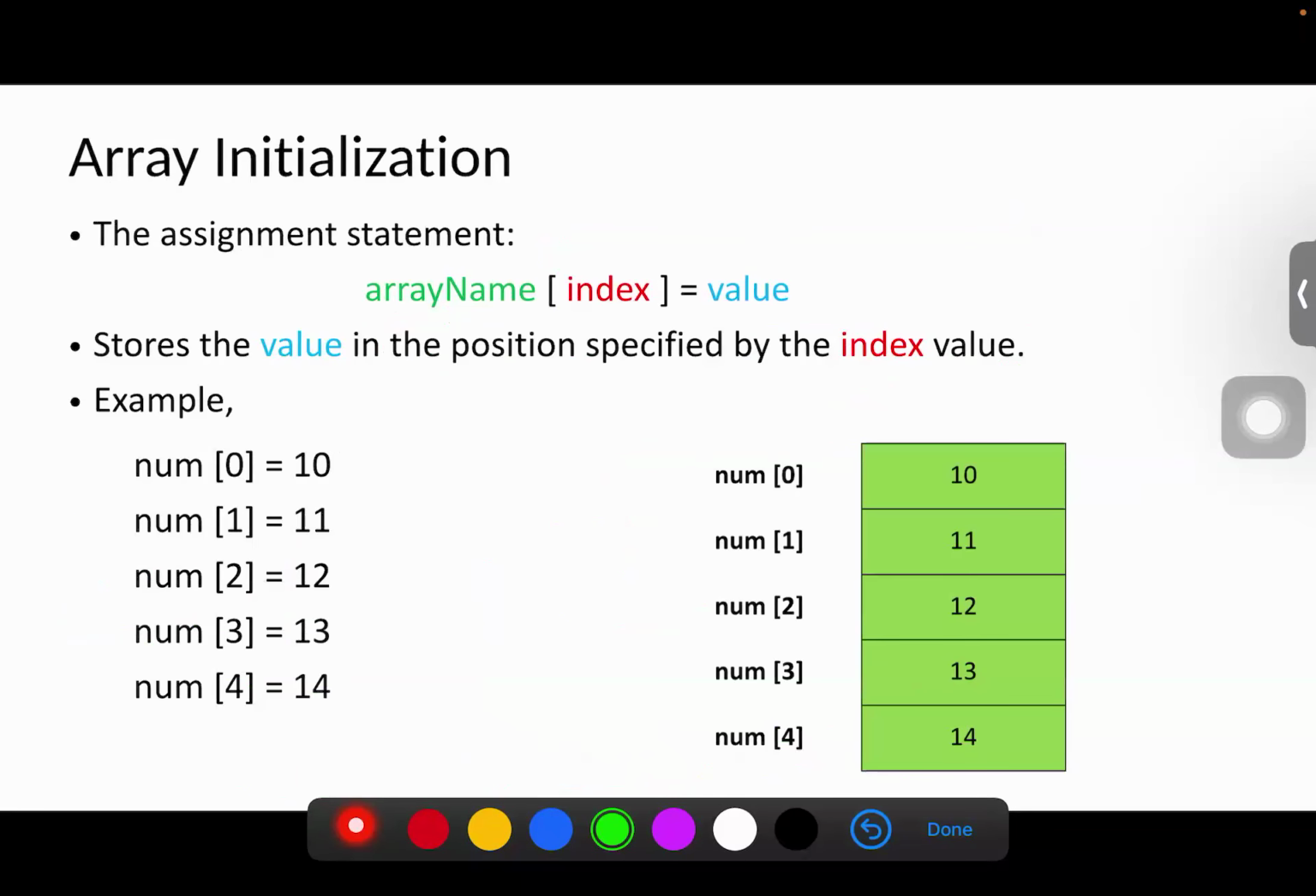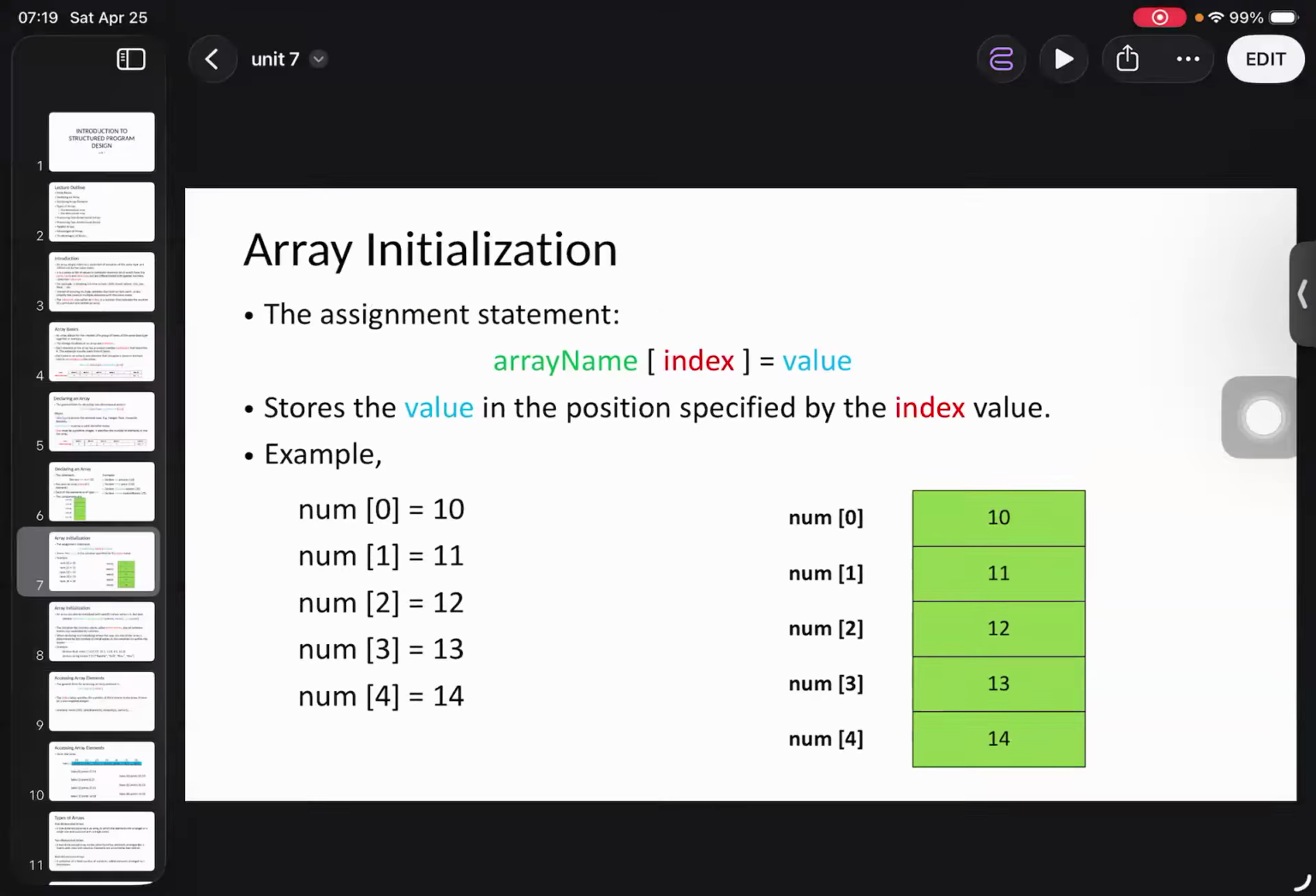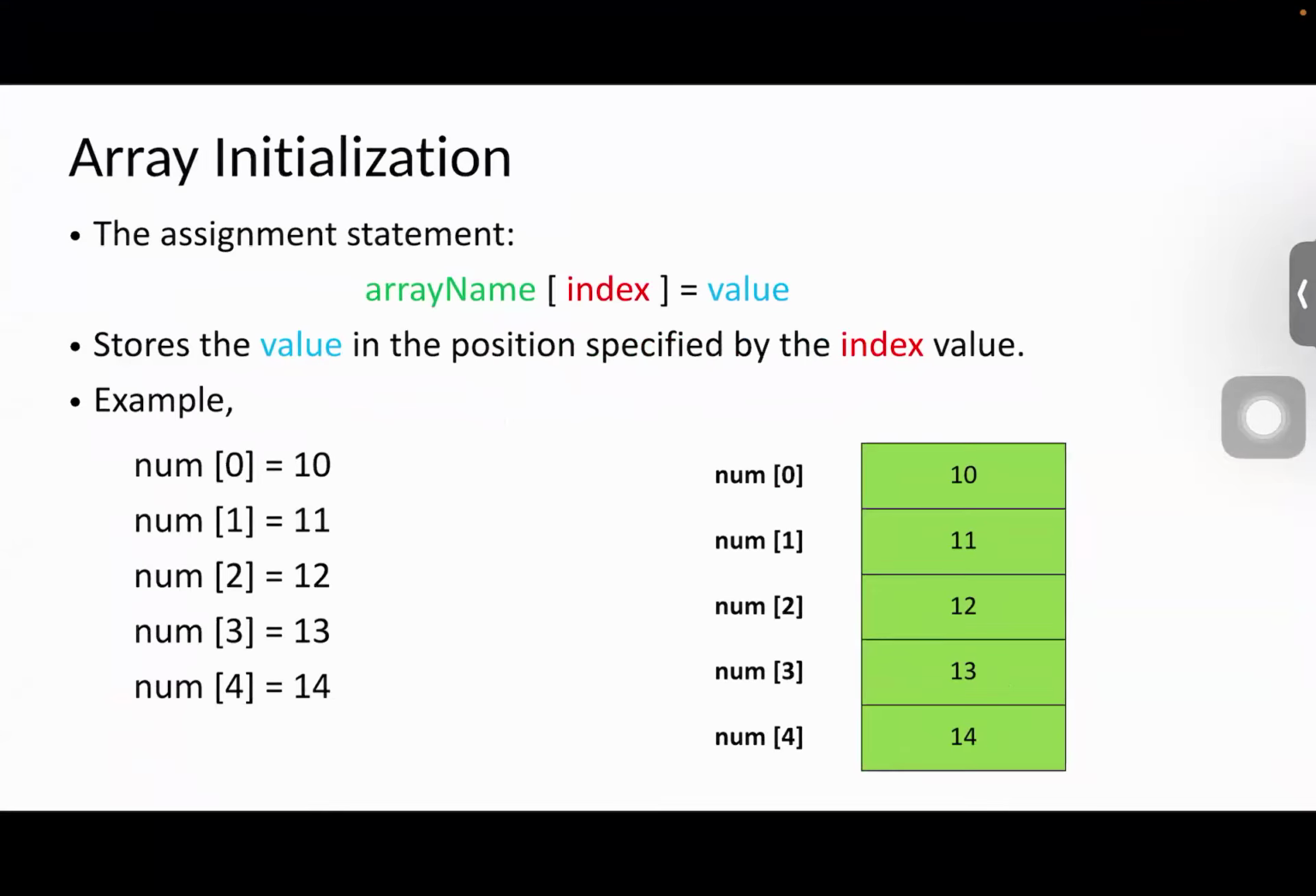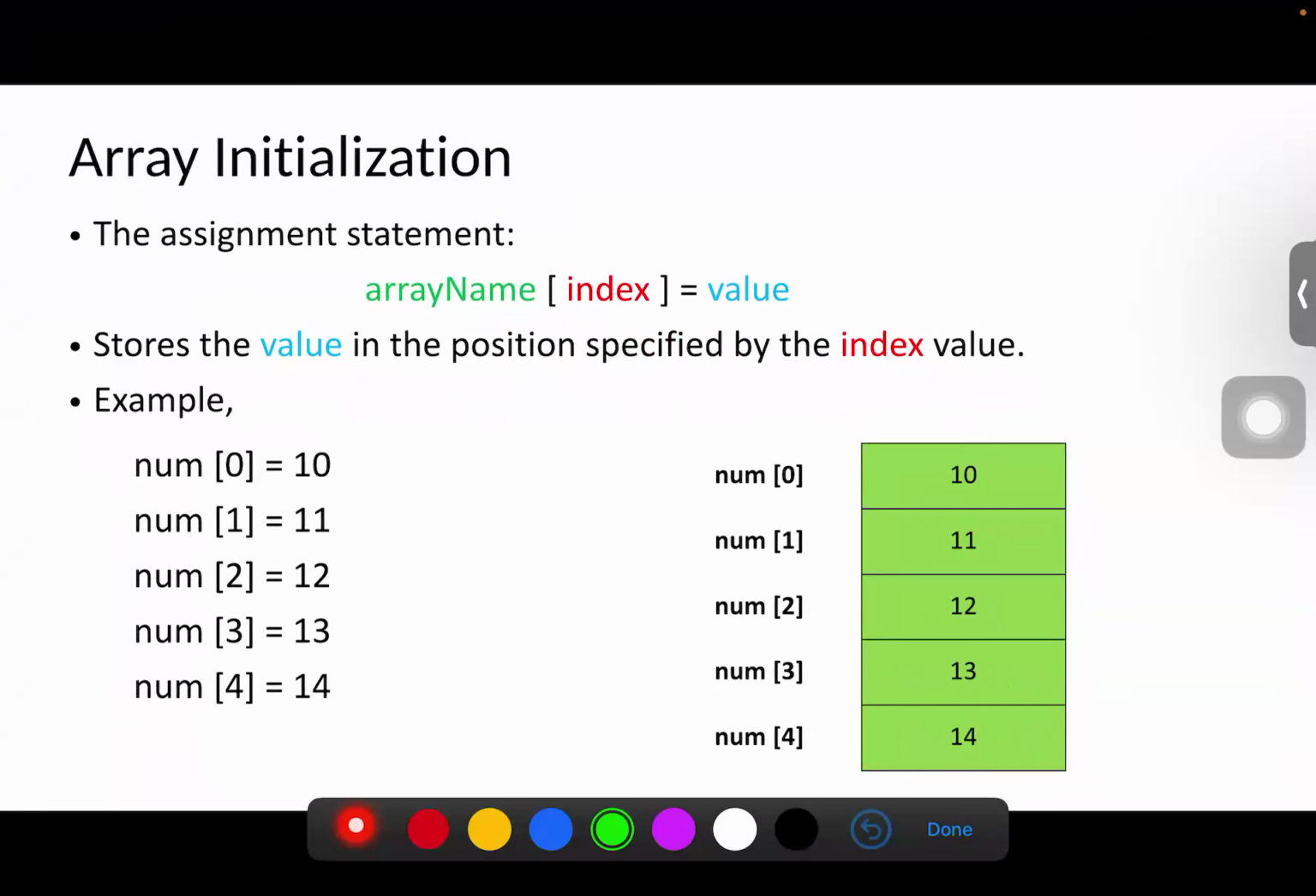Now, initialization means putting something inside. How do we put something inside an array? You simply call the array name and then indicate the index, or the position, where you want to put the thing. Then you write the equal to sign, or the assignment operator, followed by the value of what you want to put inside. So I have some examples.